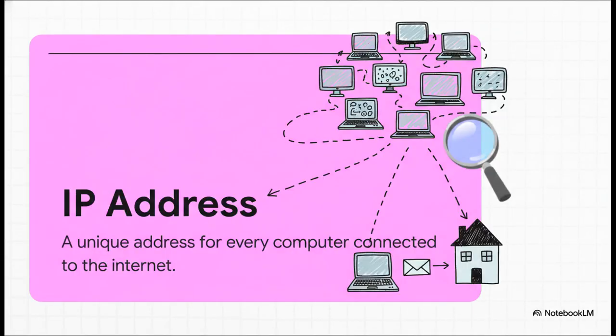Next up, the IP address. This is super important. Every single device connected to the internet, your phone, your laptop, your smart TV, it all gets a unique address. It's exactly like your home address. If you want to get mail, the post office needs to know precisely where to send it, right? It's the same thing for data online, and no two IP addresses are ever the same.